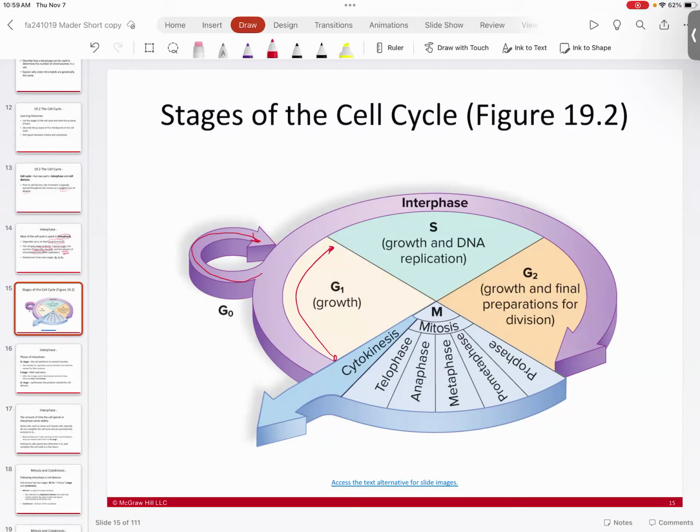Now, if it decides to divide, then it's going to go into the duplicate and separate mantra. So the first thing it does is duplicate its DNA. That's the S phase. And then it'll go into the G2 phase where it will duplicate its organelles. So you're duplicating everything here, and it prepares for division. Once you get into the M phase, this is mitosis, you're separating the nucleus. This is where you get those two sisters pulling apart from each other. And then cytokinesis is the separation of the cell and the organelles.